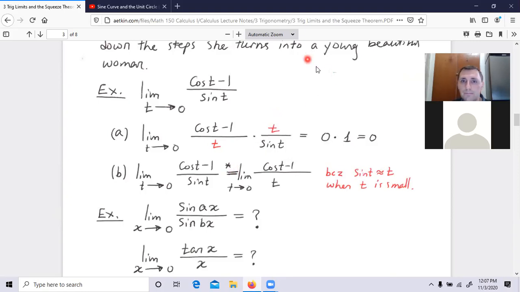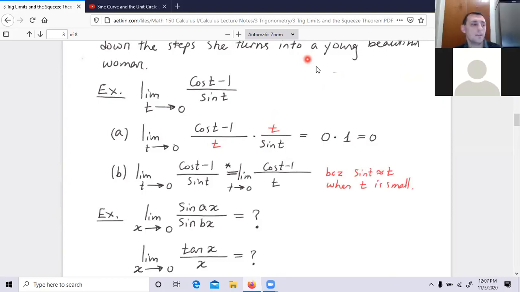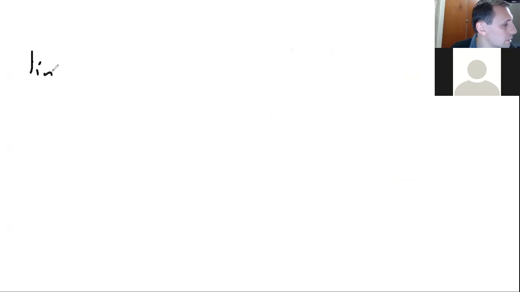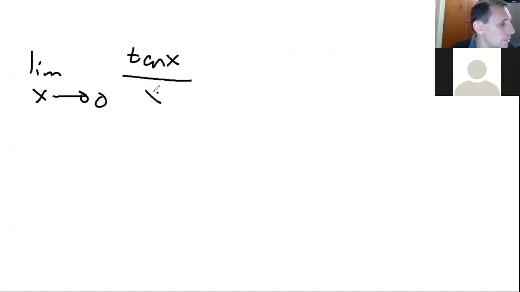Okay, now if you understand, let's see this question, guys. Tell me, please, what is the limit as x goes to 0, and you can do it in a second, of tangent x divided by x, please. Okay, 4 people answered, go on. Why is that 1? Let's look at it carefully, guys.